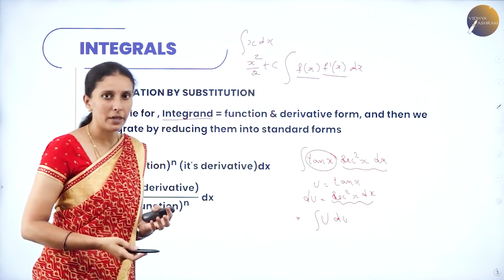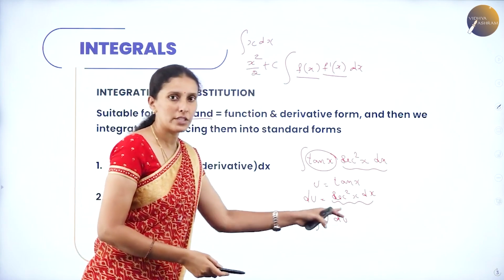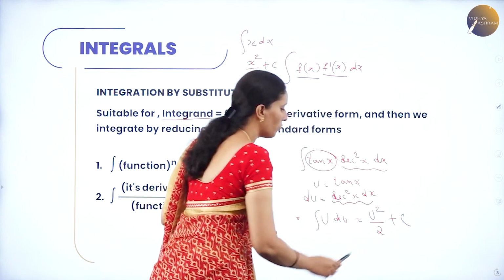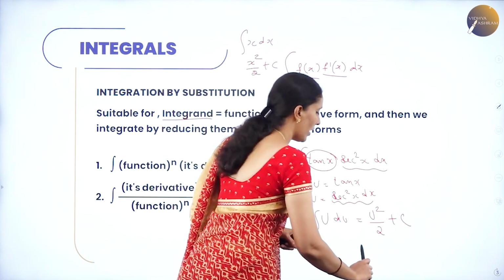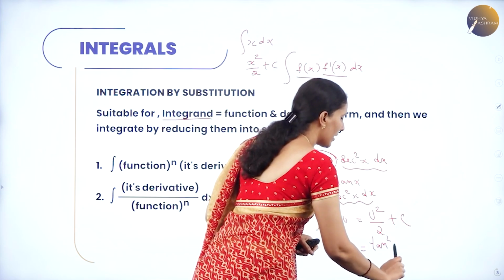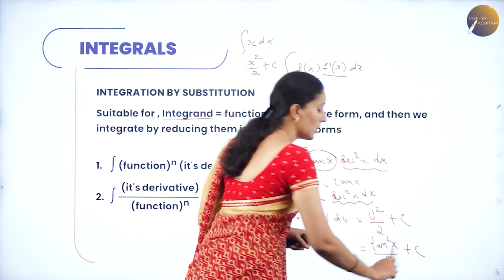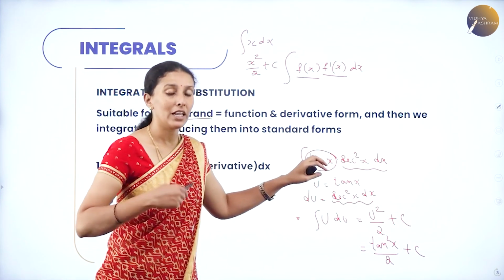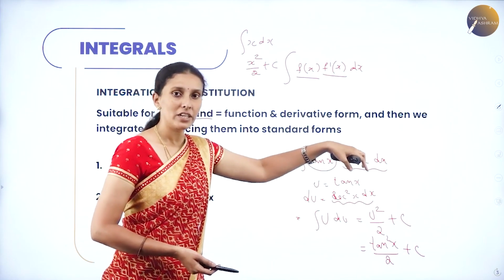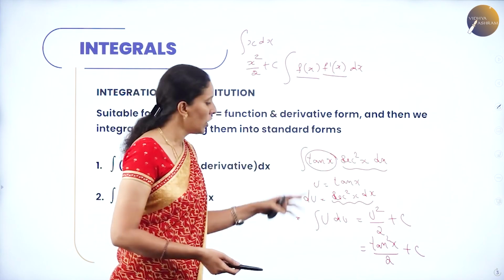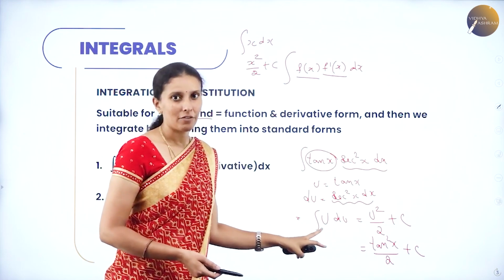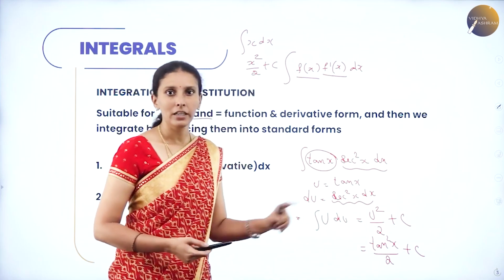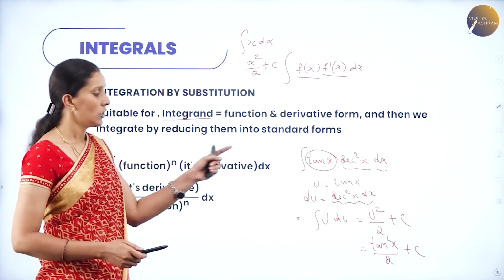Similarly for any other parameters also, whenever you have u with respect to du, this will be u square by 2 plus c. What is u we have taken? It is tan x. So therefore this becomes tan square x divided by 2 plus c. So this is nothing but the method of substitution. We'll substitute any function with any other parameter and we will find out its derivative which is inside the integral only. We will convert it into any one of the standard forms where we have studied all the standard integrals, and then we will integrate it and write the integration constant. So this is one type.